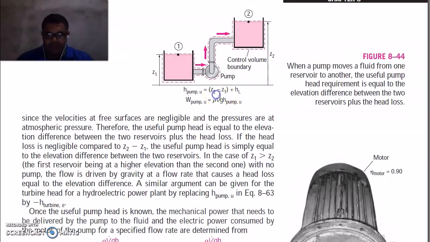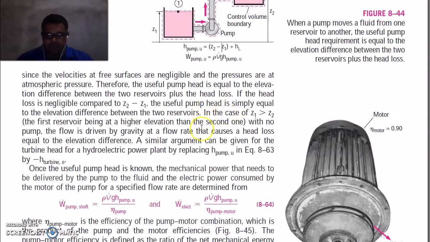In case Z1 is greater than Z2, the first reservoir being at a higher elevation than the second, with no pump, the flow is driven by gravity. If this is at a higher level, then flow is driven by gravity from this reservoir to this reservoir. So once we know the head loss, you can find the pumping power required.